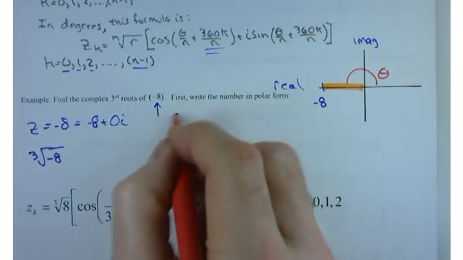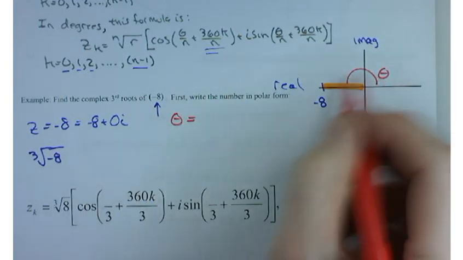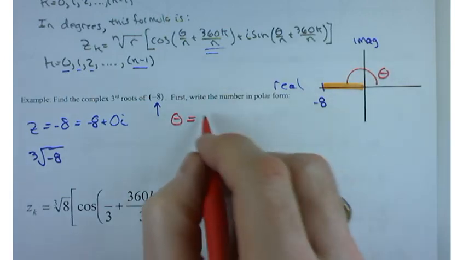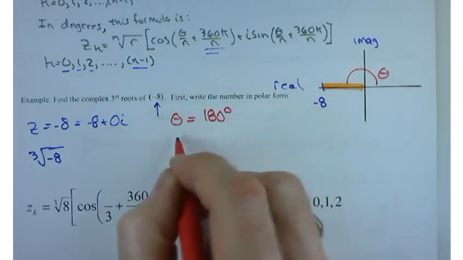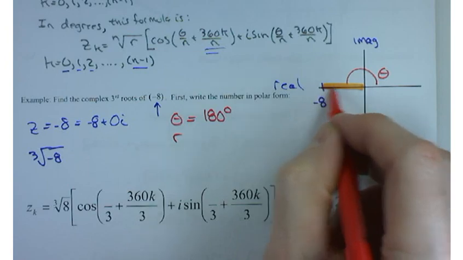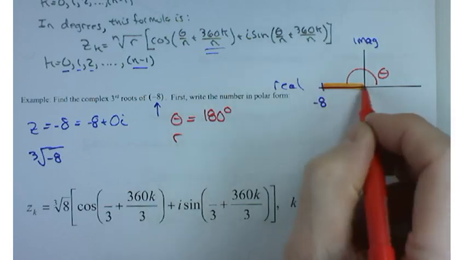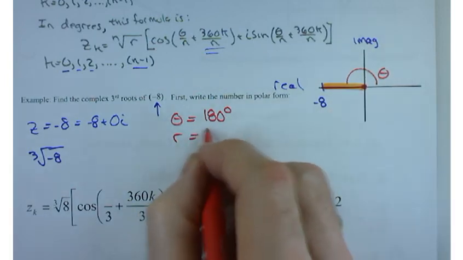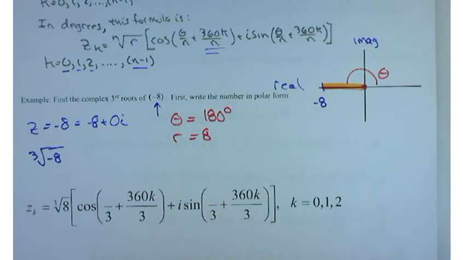Can anyone figure out what theta is in degrees? Yeah, thank you, 180 degrees. Can anyone figure out what r is? How far is that distance? 8. So there you go. There's r and theta.